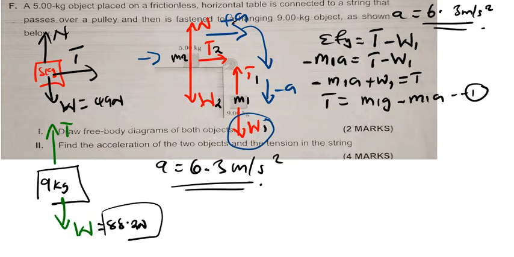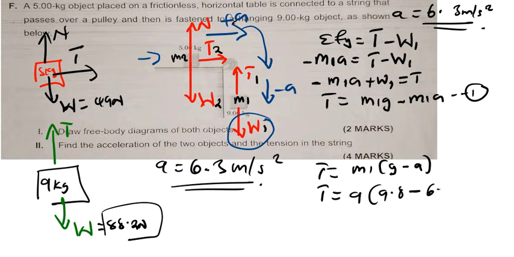So now, without wasting much of our time, let's go ahead and plug in the values for tension force. But I'm going to show you another way. From here, we are finding the tension force. I can factor out M1, I have G minus A. So T will be equal to M1 times (G minus A). M1 is 9, then G is 9.8 minus A, 6.3. So let's see what the tension force will be. We have 9.8 minus 6.3, times 9, and the answer I'm getting is 31.5.